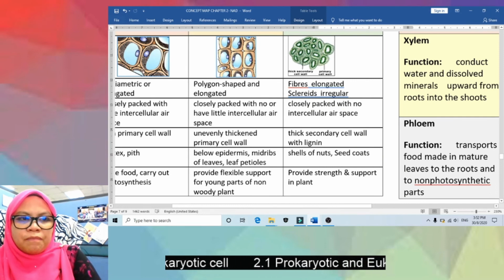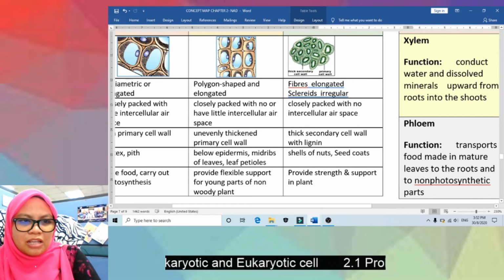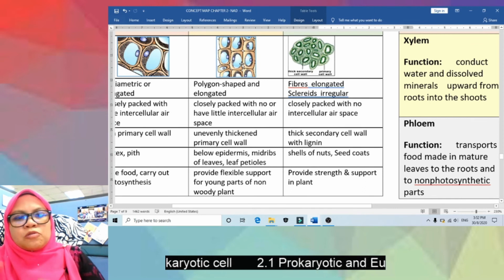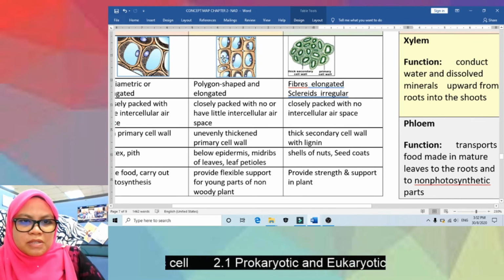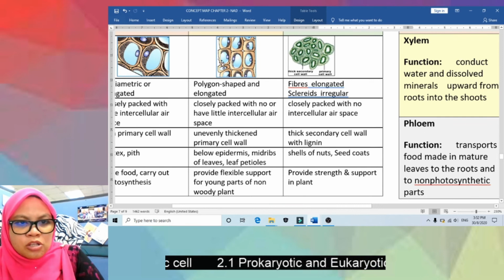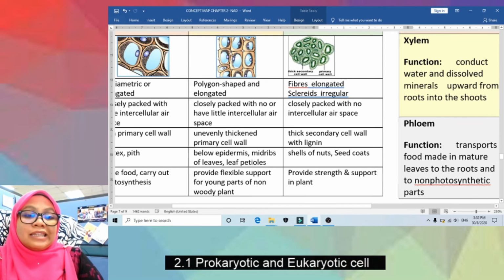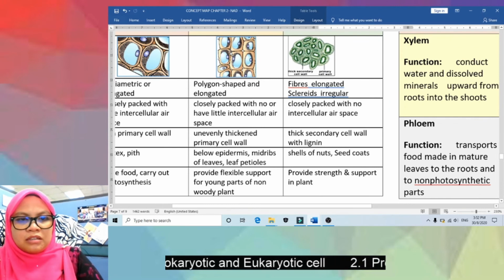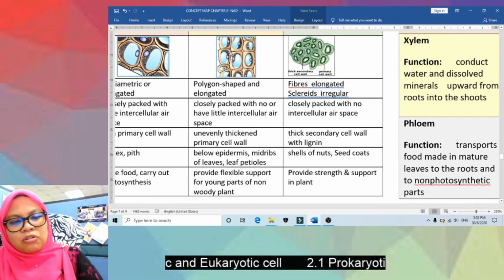So maksudnya dekat sini, shape dia hampir sama, memanjang panjang, tapi dia lebih panjang, ini lebih bulat isodiametric, ini lebih memanjang elongated, but then the cell is closely packed. So kalau nak ada air space pun hanyalah kecil ataupun sangat sedikit. And then in terms of the cell wall, for collenchyma, it has unevenly thickened primary cell wall. So ada bahagian yang nipis, ada bahagian yang tebal. Okay, that will be the best indicator untuk kita tengok itu sebagai collenchyma.